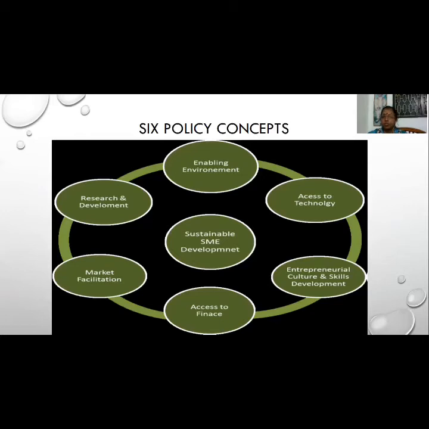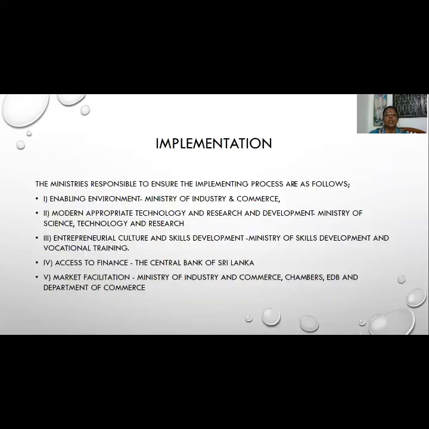From infrastructure to all types of activities must be clearly defined and implemented by these market facilitations. And research and development is an important aspect of SMEs, to do some assistance and inventions regarding rural-based production, any different types of production and services. In other cases, different ministries are assigned to these national policies.